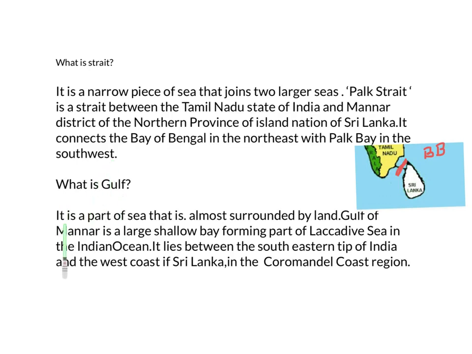What is a Gulf? It is a part of sea that is almost surrounded by land. Gulf of Mannar is a large shallow bay forming part of the Lakshadweep Sea in the Indian Ocean. It lies between the southeastern tip of India and the west coast of Sri Lanka in the Coromandel Coast region.